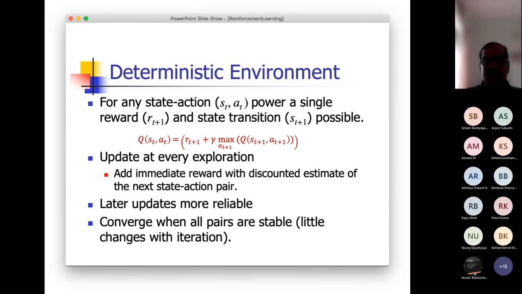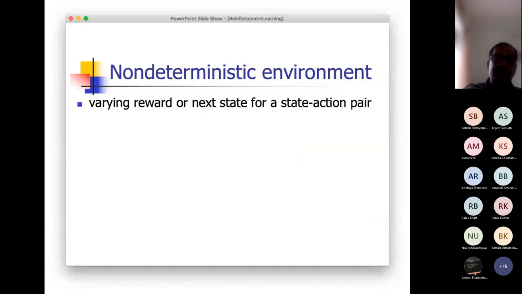Stability should be achieved. So you start with any arbitrary values for each state action pair, and you go on iterating till you get convergence. At that point, you know that there won't be any change. From there you can frame a policy. That means policy means what action to take in a particular state. Now, when we are considering the non-deterministic environment, as you understand, rewards will vary, state transitions will vary.